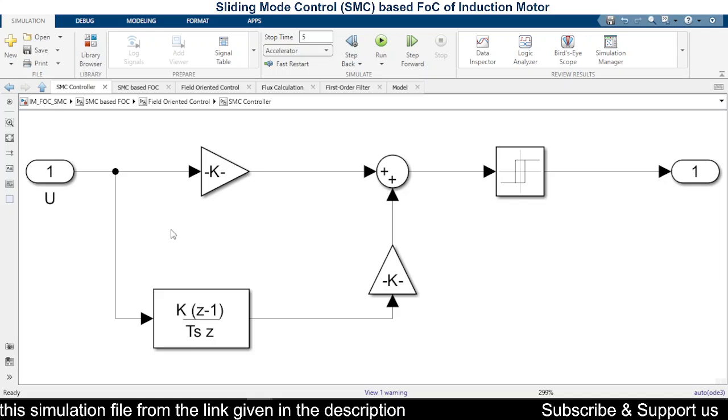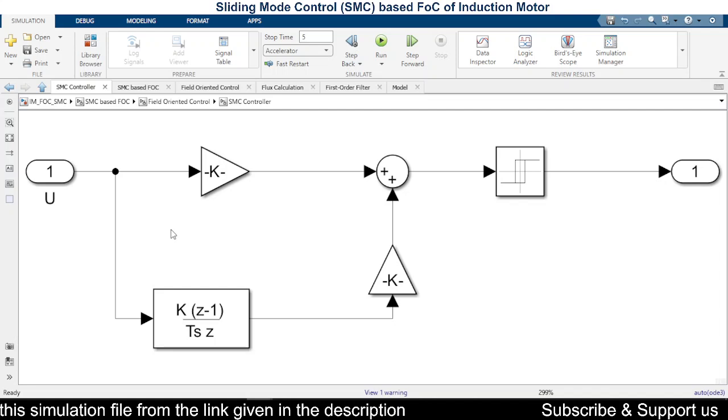Based on the output, we have the next stage. This stage becomes the ID or IQ reference. The output coming from SMC is the quadrature axis current reference, and the quadrature axis current reference is compared with the actual current IQ. This IQ is coming from here. As you can see, this IABC is coming from here.